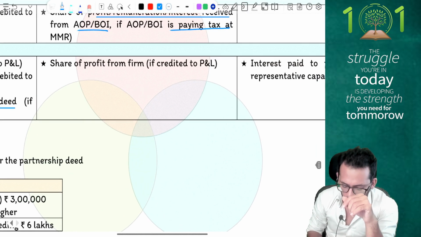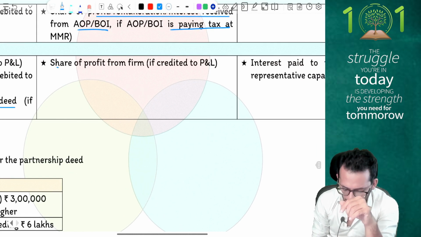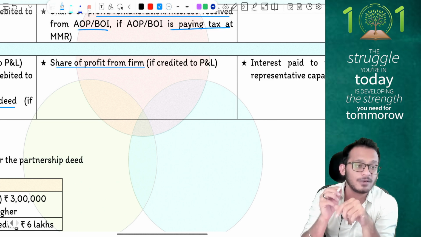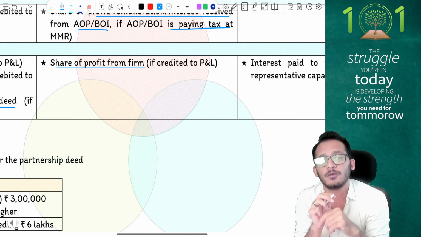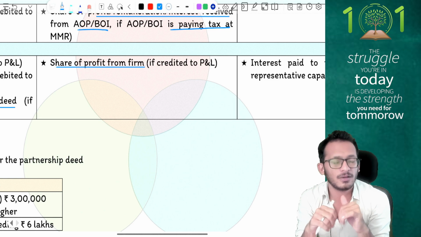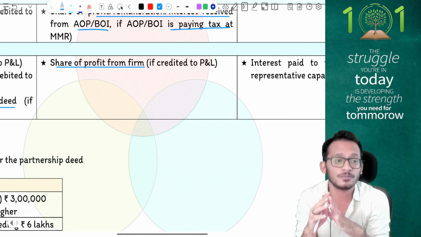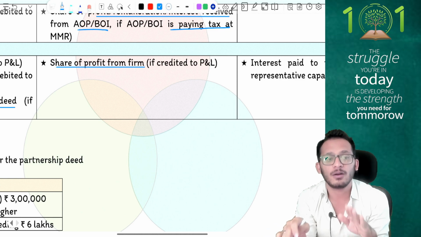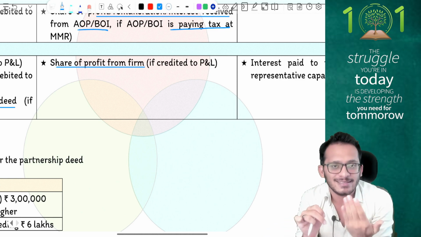What can be ignored as a member is that any share of profit from the firm is fully exempt from tax, and therefore any share of profit which is received by the partner from the partnership firm should be reduced from the P&L account if it is already exempt.